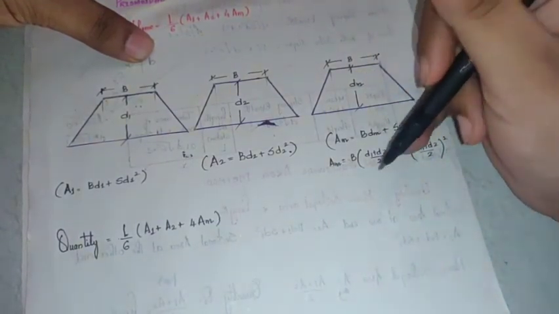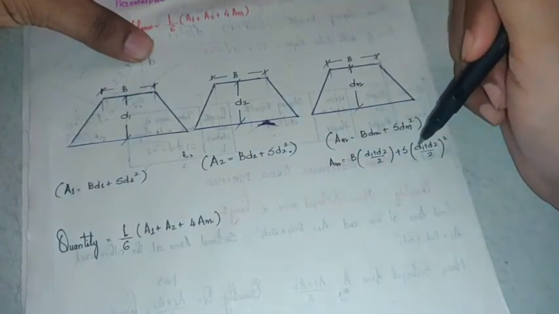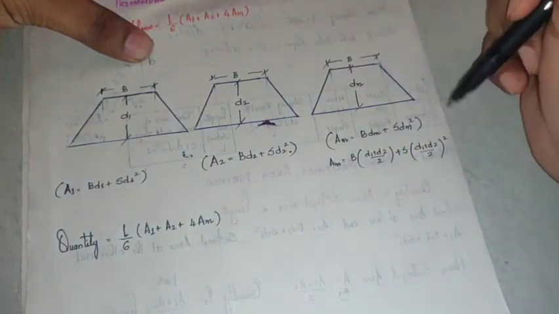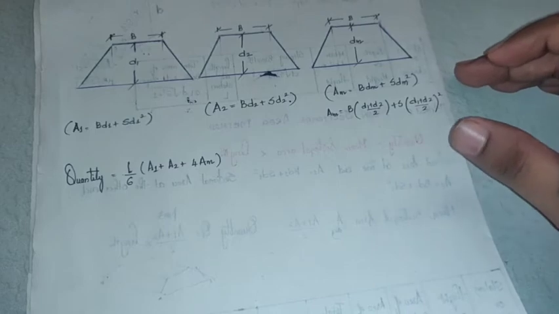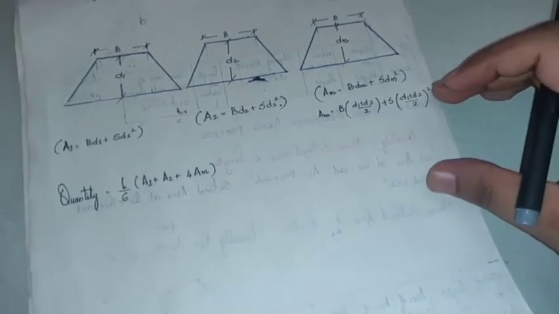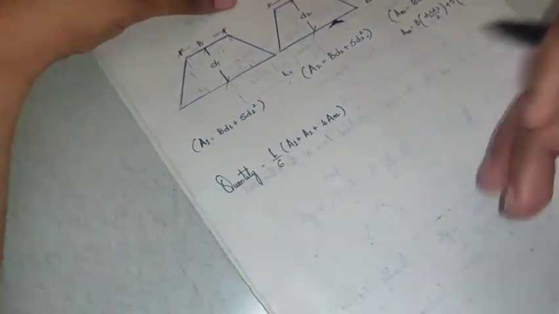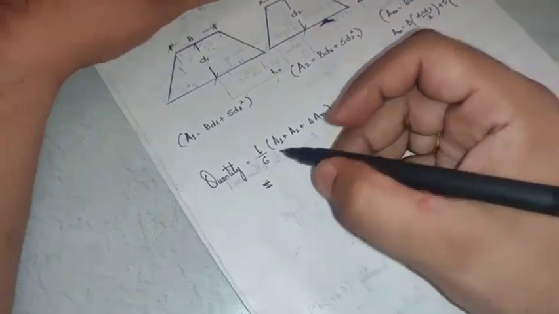Refer to the first method. So AM can be written as B into (D1 plus D2) by 2 plus S into ((D1 plus D2) by 2) whole square. Right. So this is the mean area. Now, the prismoidal method deals with calculation of the central portion between the 2 points. Now what I'll do is substitute this to calculate the volume.